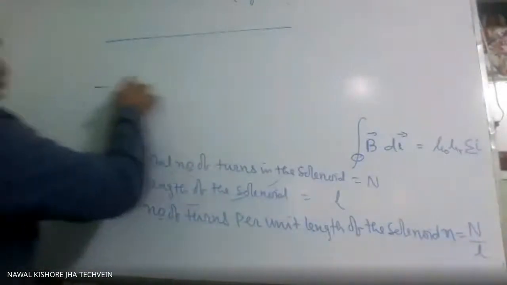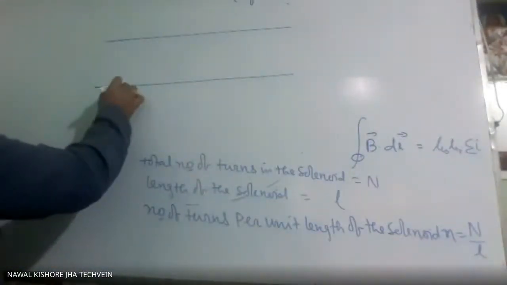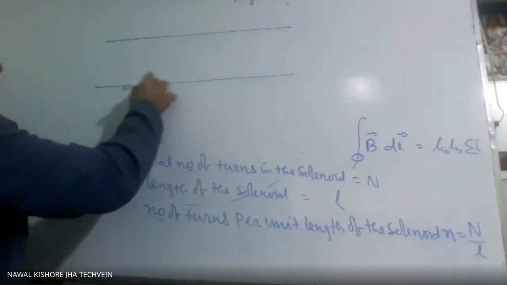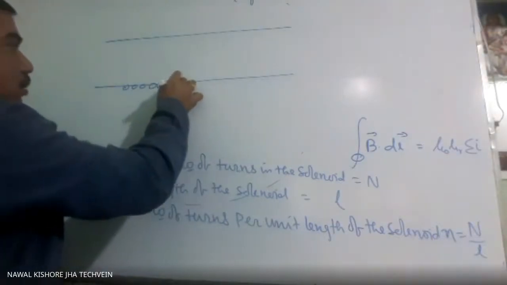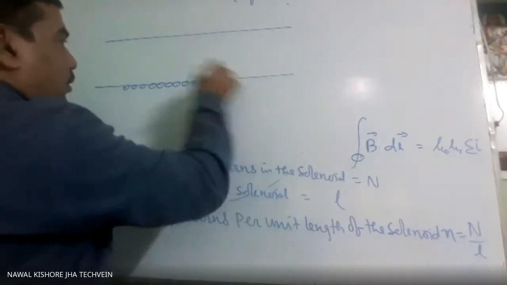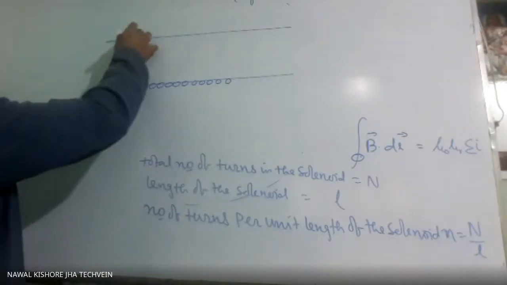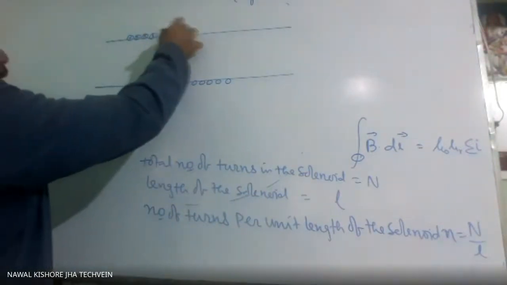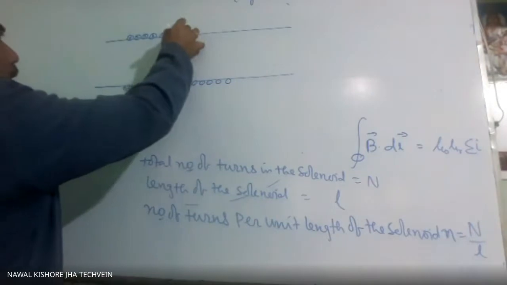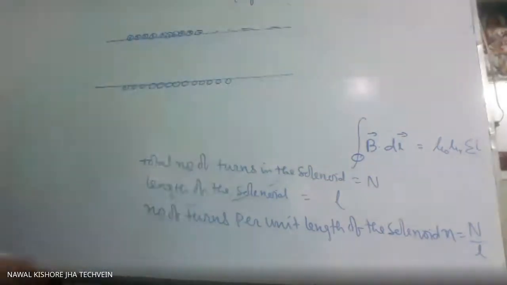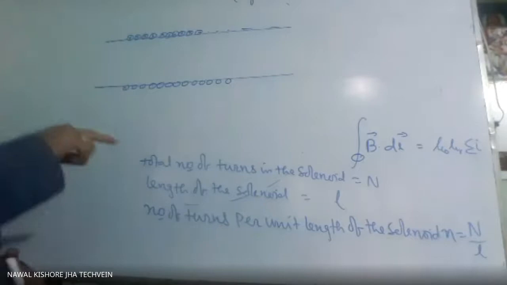Suppose this is our solenoid. We are showing the current element, suppose the current is outward in each turn, whatever you are considering. So these are the turns, and the current is outward everywhere here, and here the current is inward. Everywhere the current is like this. We are showing only the turns.